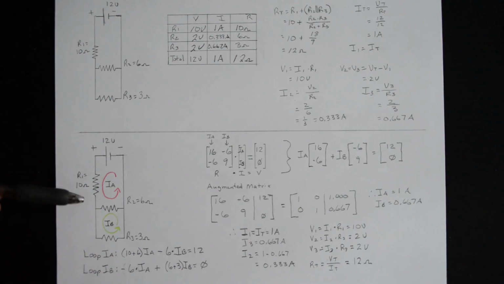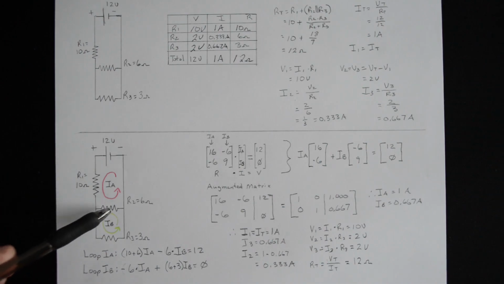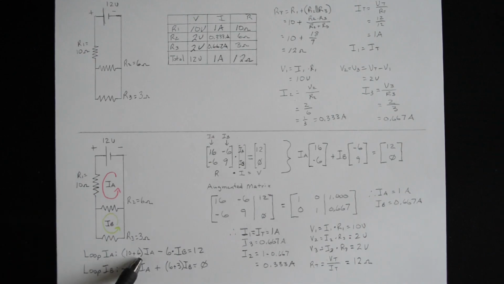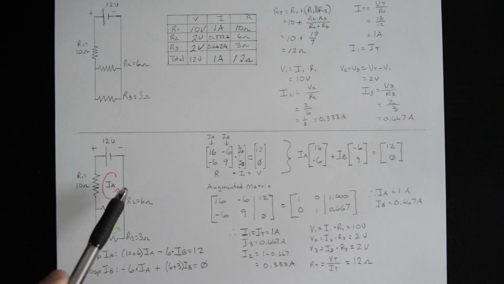So for loop A, what you do is you take all the resistances in this circuit, or the loads. So it's a 10 ohm and it's a 6 ohm. So 10 plus 6, that's the total resistance of that little branch circuit. If you multiply it times IA, you're going to get the voltage for that circuit. Now, that's what you have here. Now, there's a little term over here that we need to discuss.